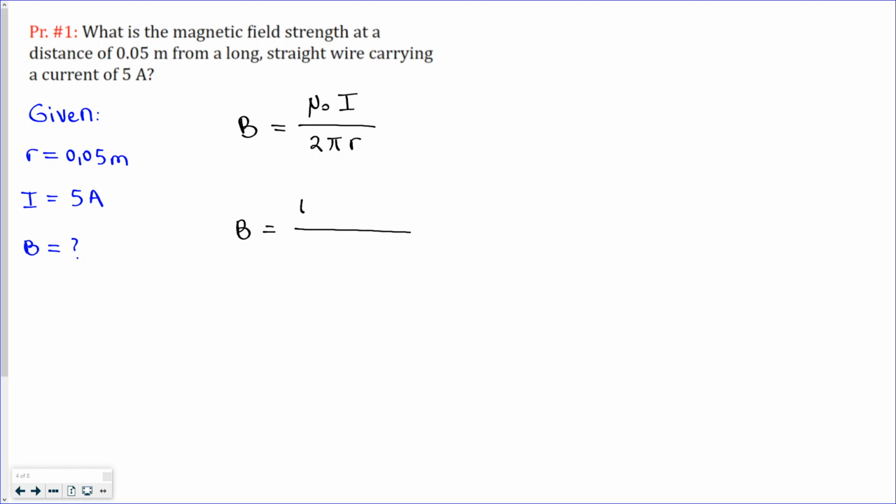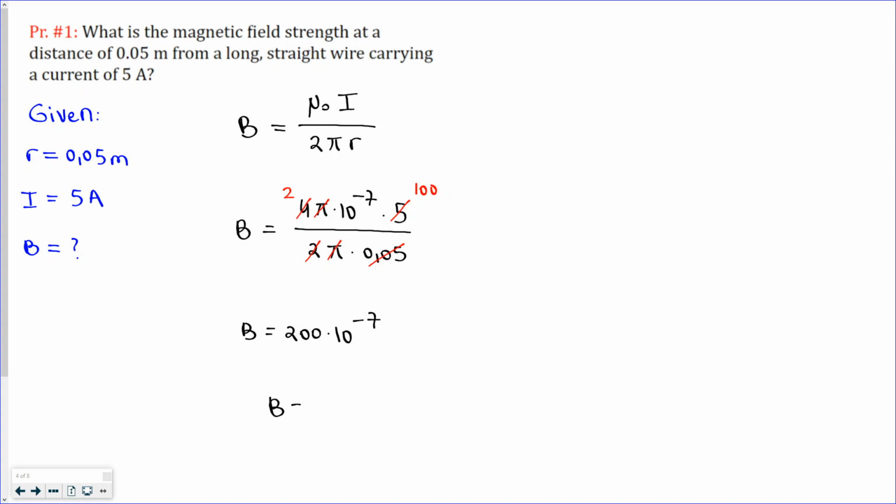Mu 0, it's constant, 4 pi 10 minus 7. Multiplied the current, it's 5 amperes, and divided by 2 pi 0.05, it's the distance. And here pi will be cancelled out, 4 and 2 we have 4, 5 over 0.05 we have 100, and B will be equal to 2 times 10 to the minus 5.